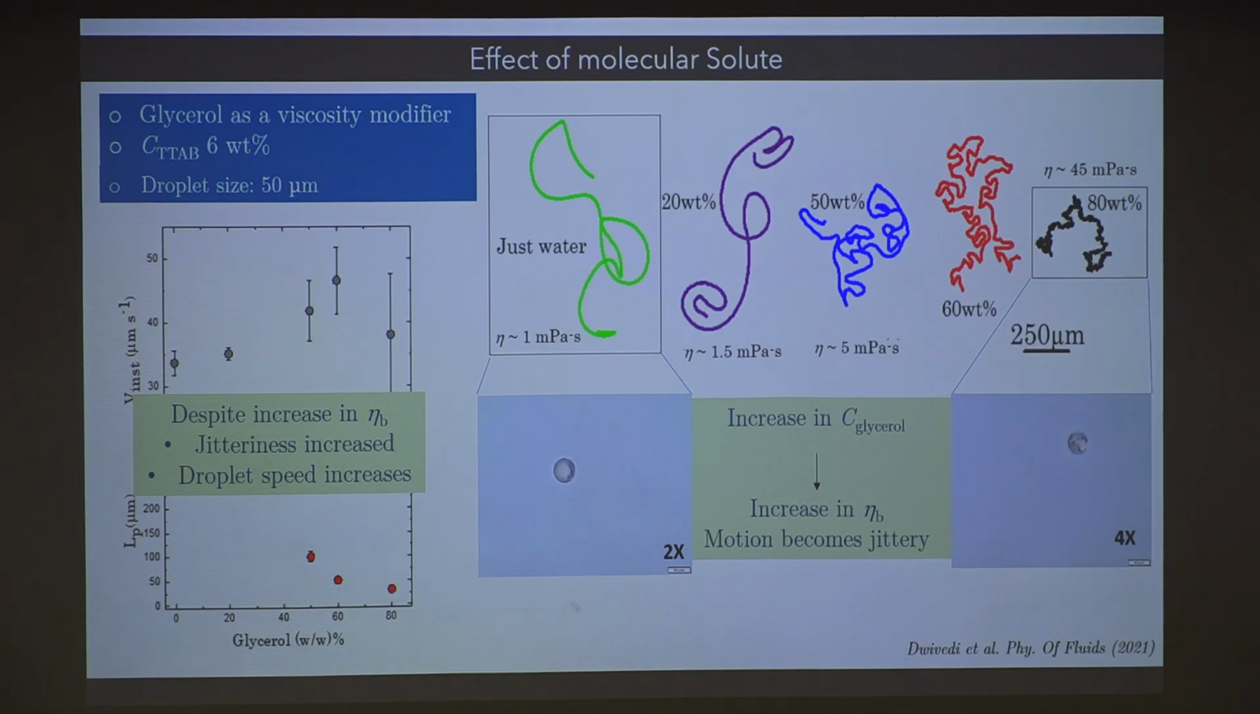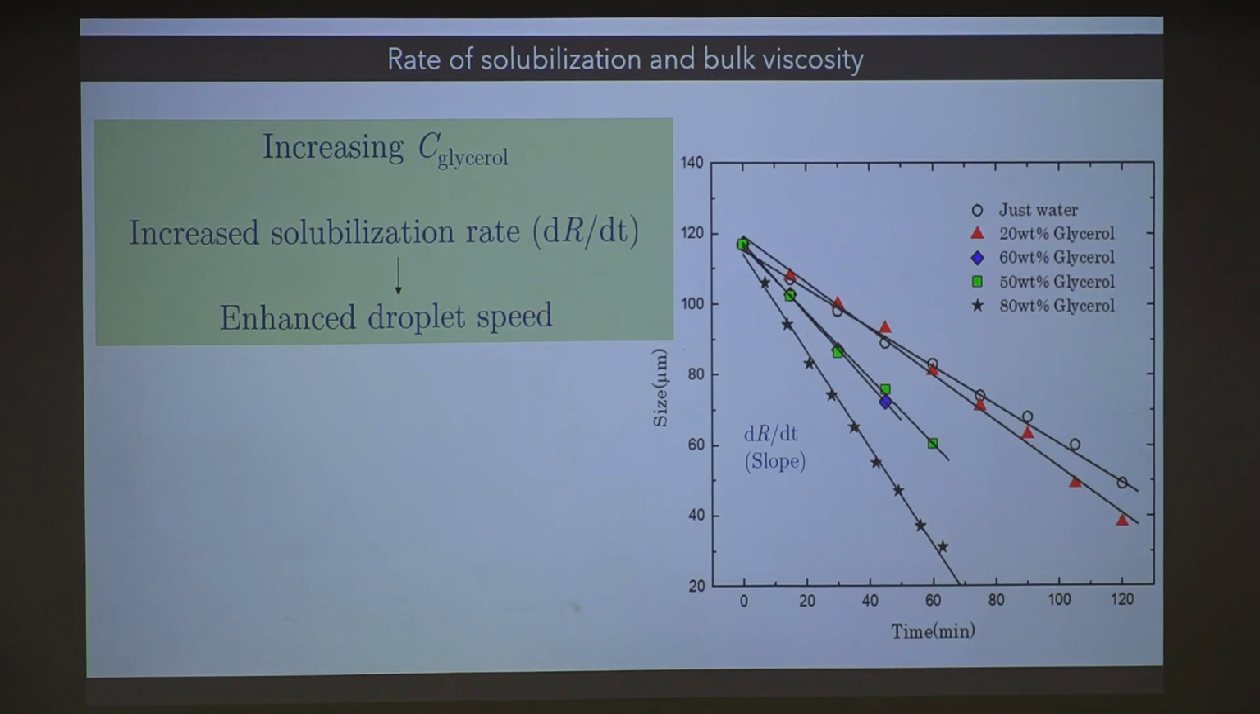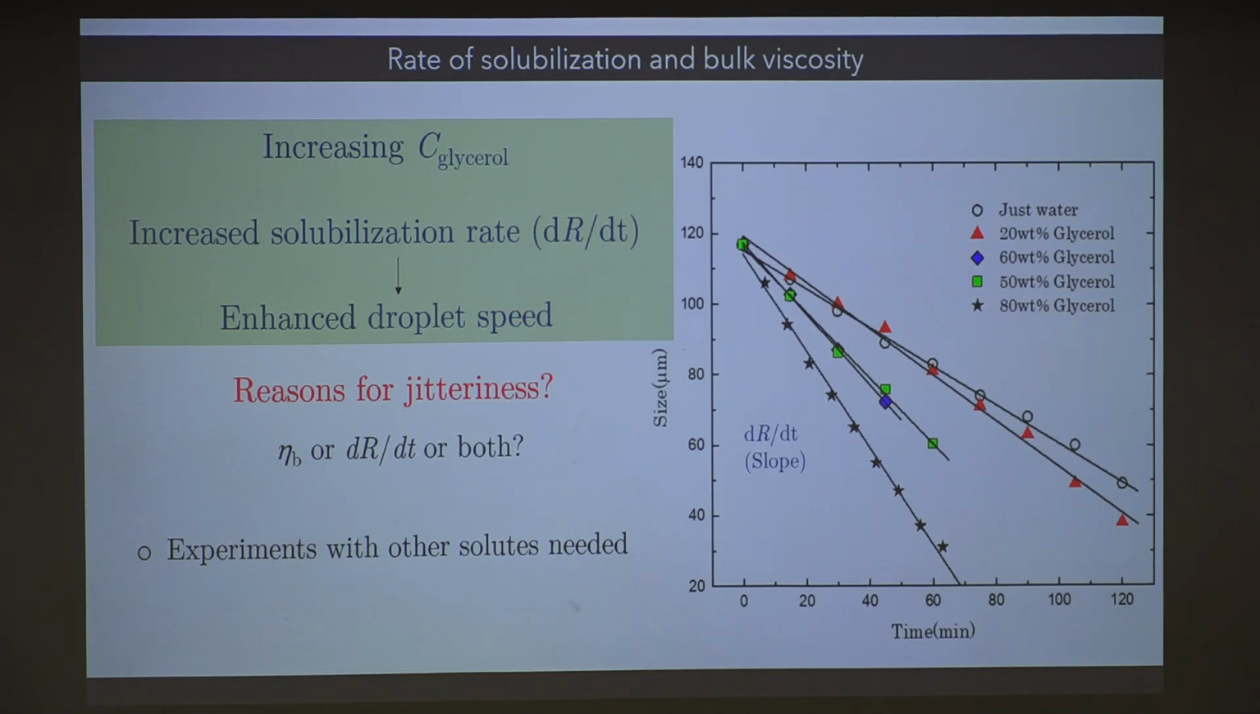Now from our understanding of these systems, we know that the droplet speed depends on the rate of solubilization. Right? So if you have a higher rate of solubilization, one can expect a higher droplet speed as well. So to confirm this, we evaluated the rate of solubilization of droplet in all these different systems, and what we found was that with increasing glycerol concentration, the rate of solubilization of the system also increased. Right? So we have two conclusions in front of us, that probably the increase in rate of solubilization can lead to this jitteriness in the behavior, or it could be effect of viscosity.